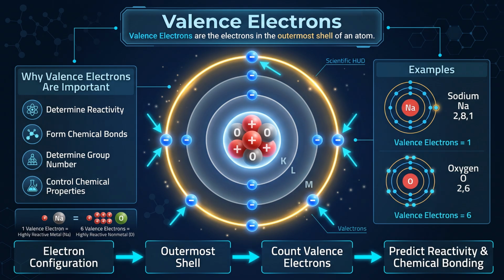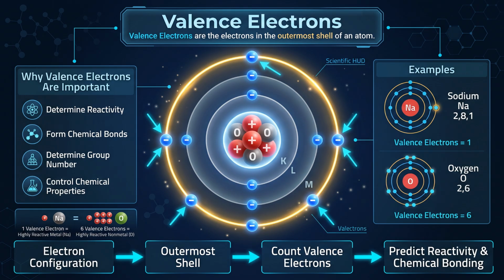For example, the alkali metals, such as lithium, sodium, and potassium, each have 1 valence electron. Because they can easily lose this 1 electron, they are among the most reactive metals. Sodium reacts vigorously with water because it quickly loses its outermost electron to form a sodium ion.